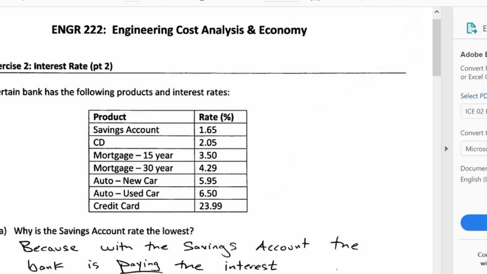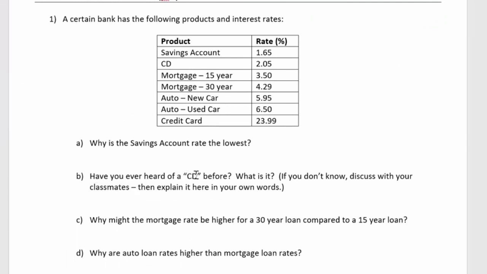Okay, question B. Have you ever heard of a CD before? Does anybody know what that abbreviation CD stands for? Certificate of deposit, that's right. So what is a certificate of deposit? Basically how I understand it is it's a deposit you give into the bank and you keep it there and it accrues interest. And you can take it out whenever you want, but there's fees, and you can borrow against it and use it as a secured loan.